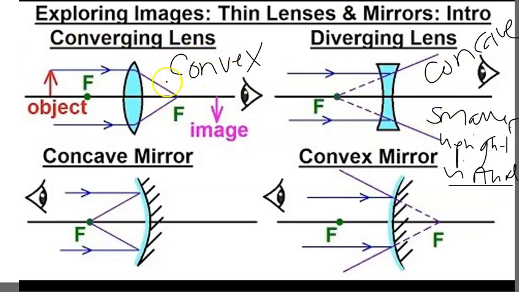Versus a convex lens and a concave mirror, which can do it all. They can make real and virtual images, depending on how far away you are from the focal point for each of these.